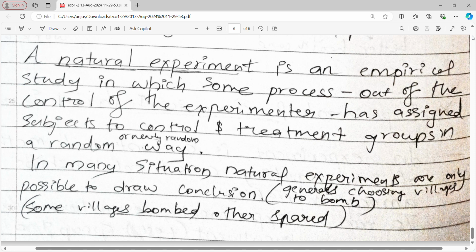And in section 2.3 of this chapter is economic questions and answers. There is nothing much. You can just study them. You can read it by yourself.